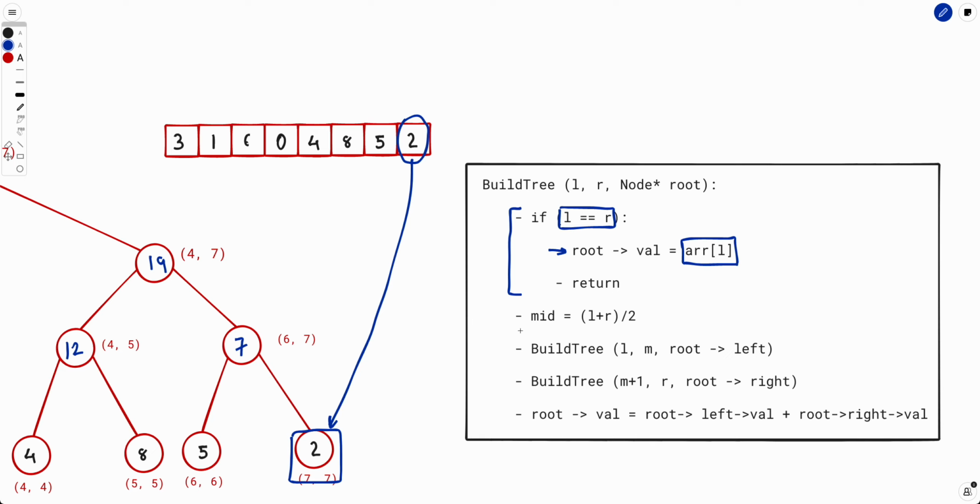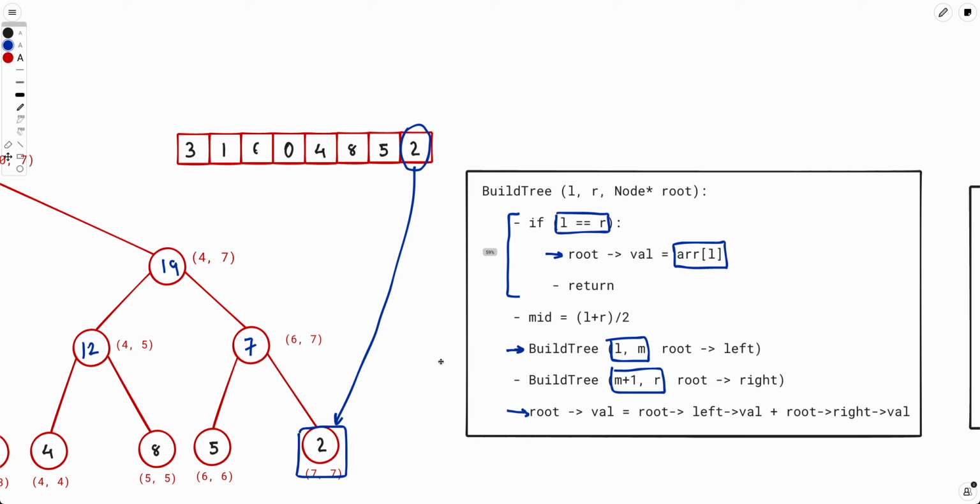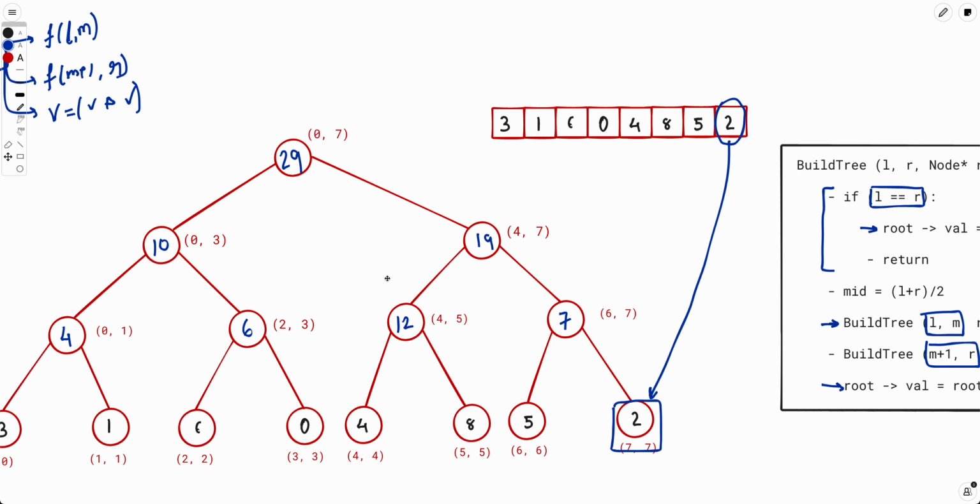Now, if that's not the case, as we discussed, we will build the tree for the left half, so we are building the tree for L comma M, right? And then we'll build the tree for the right half, from M plus 1 comma R. And then we fill up the value of the root, which is the value of the root of the left half plus the value of the root of the right half, right? So this is exactly what the pseudo code would look like for building this entire tree.